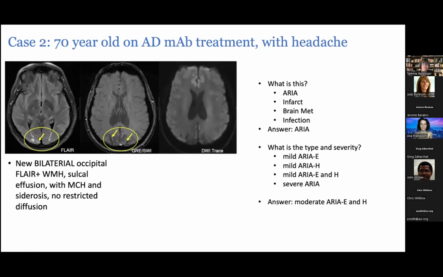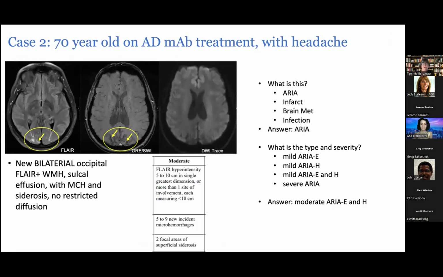And here for the severity, it's still just moderate. And so that's really important to remember. Moderate is this pretty broad category. These are less than 10 centimeters, more than one area. So that makes it moderate on ARIA E. Microhemorrhages were still less than 10, and the siderosis is still less than 2, or 2 areas rather.